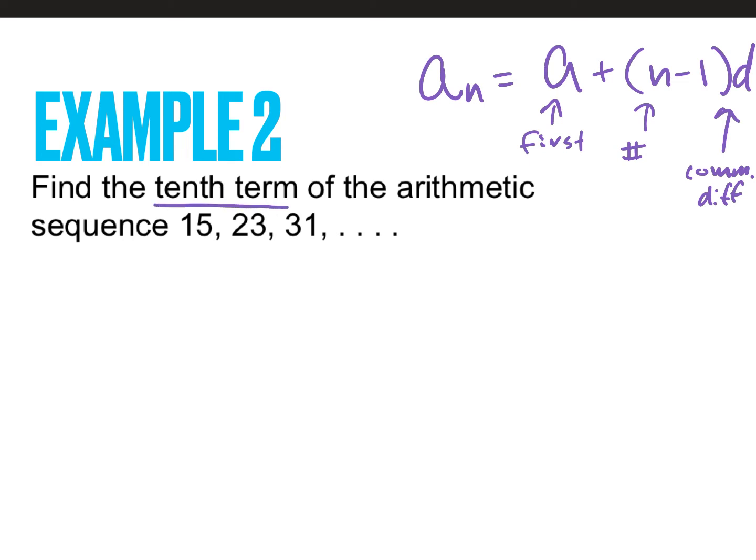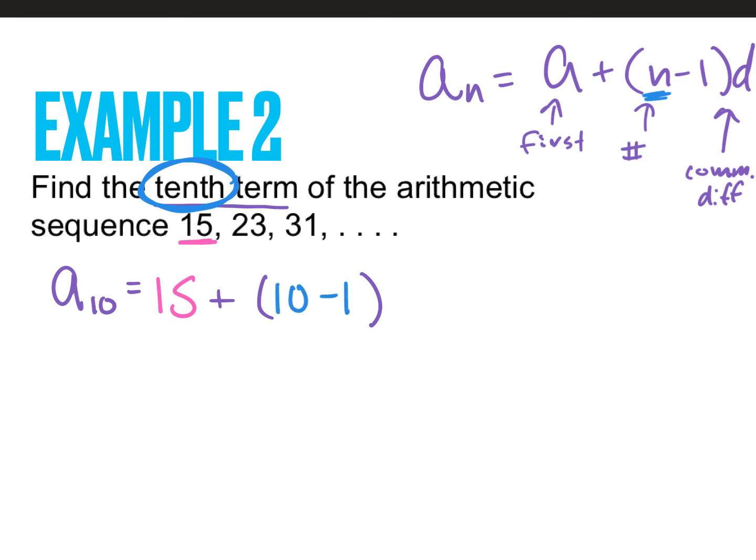So I'm looking for the 10th term, so I'm trying to find a sub 10. What is my first term? 15. The first term in the sequence is 15. So it's my a. So then I have plus n minus 1. So n is the term that we're looking for. So what term am I looking for? The 10th term. So what would n be? So it'd be 10 minus 1 in the parentheses. And then what's my common difference? 8. I'm adding 8 to get from one number to the next. So d would be 8.